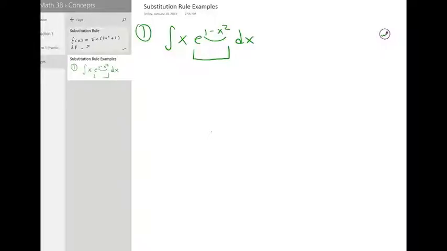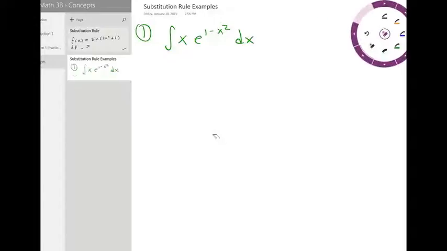That looks like a pretty good inner function, and the derivative of 1 minus x squared is negative 2x. Now we do have an x here, which is just a constant multiple of the actual derivative of the inner function, which will be taken care of in one of our steps. As long as it's a constant multiple of our inner function's derivative, we're good. So we identified our inner function and our outer function.